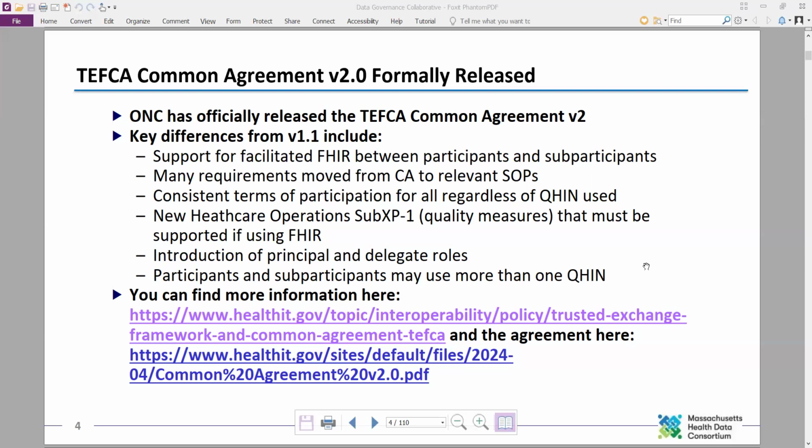So you can find some information at the first link and the new common agreement at the second link. It is also going to be in the Federal Register. Most of the TEFCA documents do not go into the Federal Register, but the common agreement will be there. As far as I can tell, that has not happened yet, but this is the final version. So any questions, comments, thoughts there?